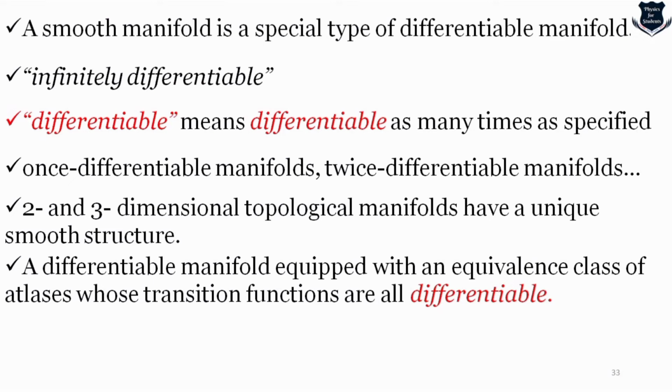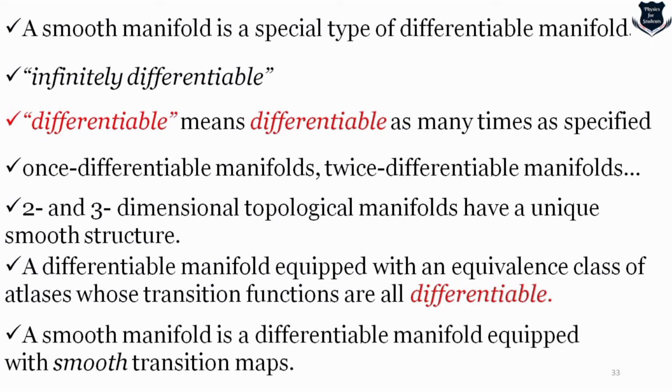Those transition functions are all differentiable, and a smooth manifold is a differentiable manifold which has smooth transition maps, which we denote with the small circle. It's not a dot product, it's the composite function we use it for. So this is very important: a smooth manifold is infinitely differentiable. These are the important points we can keep in mind.